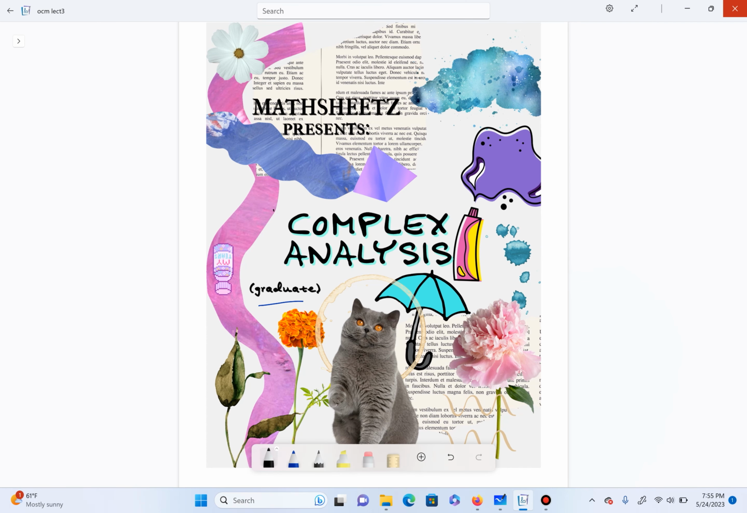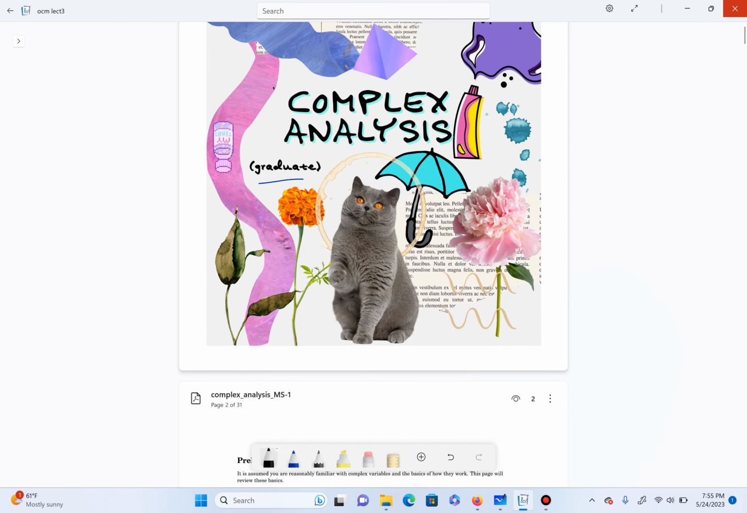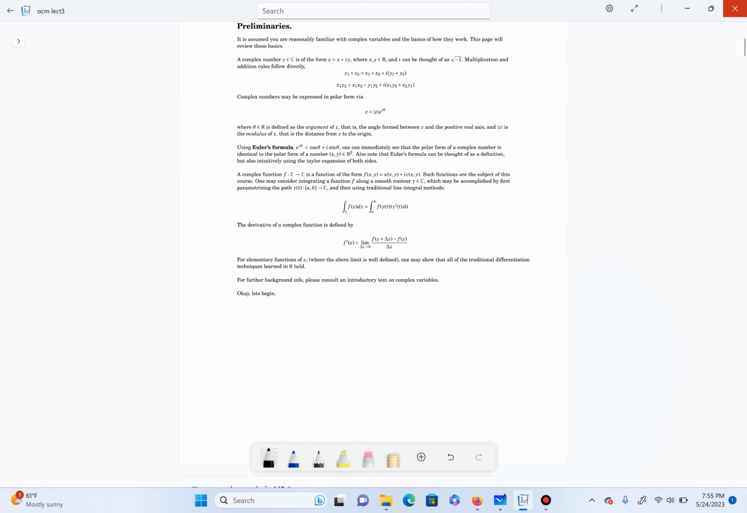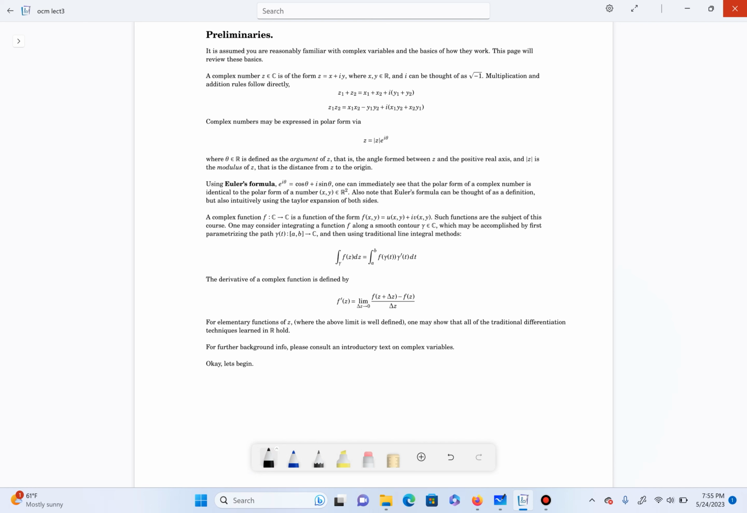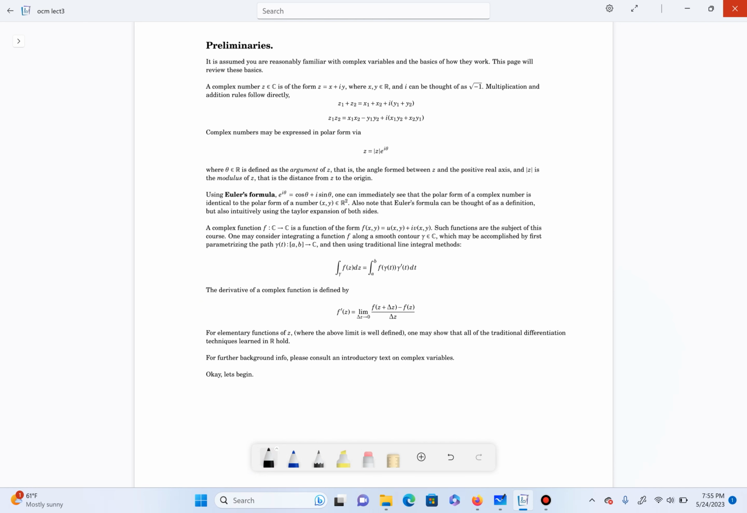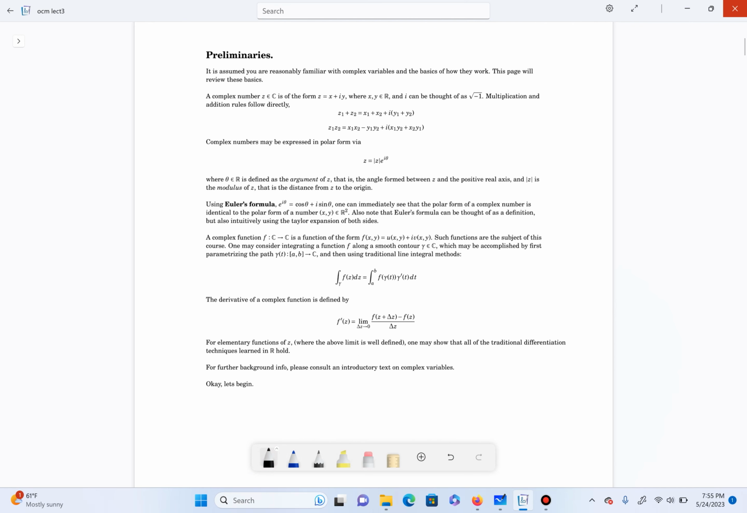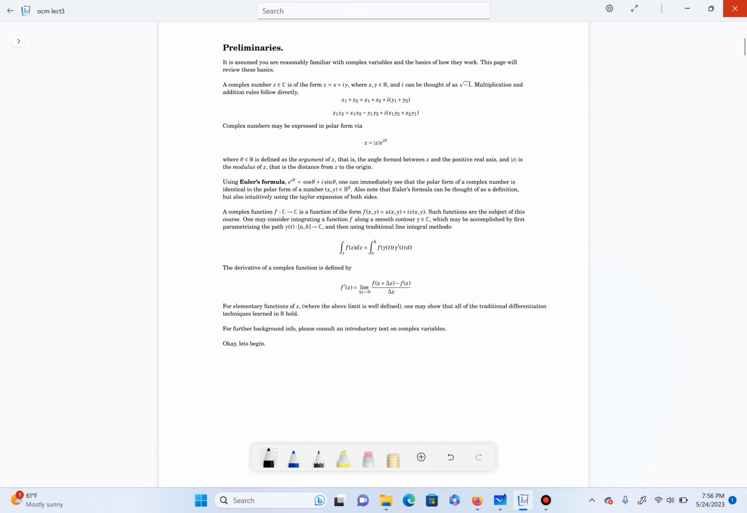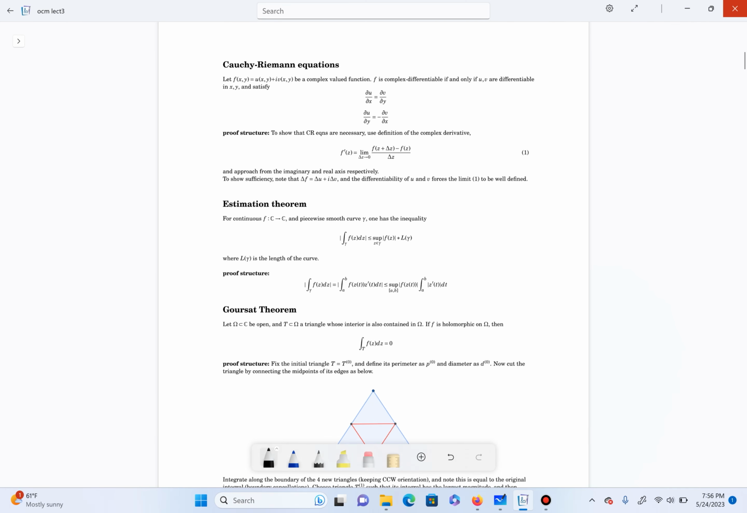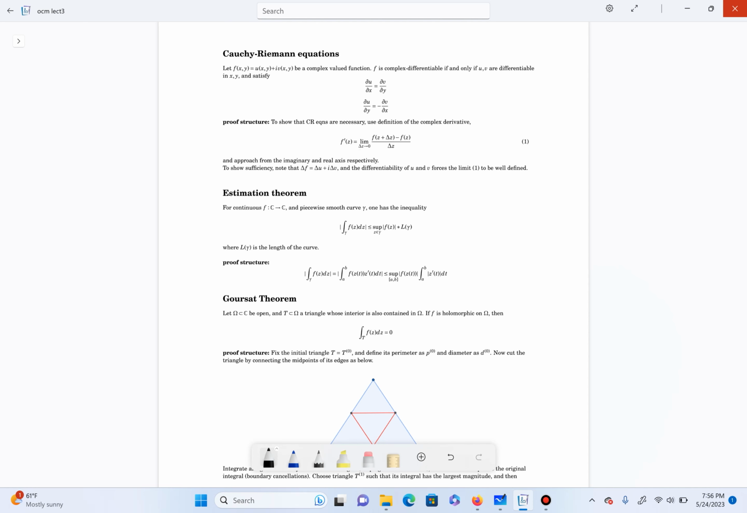So if y'all would just download this and check it out. It's 30 pages, and it starts with the very basics of complex analysis. I assume that you are familiar with some level of complex variables, so I put a first page as a preliminary background, but then it basically assumes that you already know all this stuff, and it jumps right into all the crucial theorems that you need.